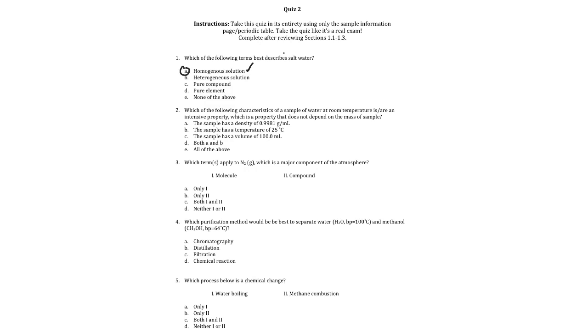Number 2, which of the following characteristics of a sample of water at room temperature is or are an intensive property? And we're actually told here that this is a property that does not depend on the mass of the substance or the sample. So an intensive property is a characteristic trait of that particular substance. You can think of an extensive property as just being a property of how much of that substance you actually have present. Okay, so the sample has a density of 0.9981 grams per milliliter.